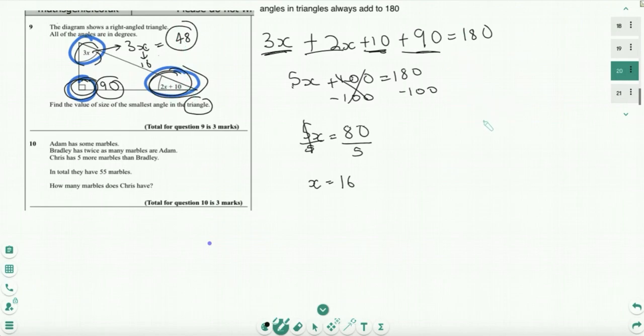And this angle here is 2x plus 10. And we're going to replace x with 16. So instead of 2x, it's going to be 2 times 16 plus 10. 2 times 16 is 32, plus 10 is 42. So this angle is 42. So the smallest angle is 42.